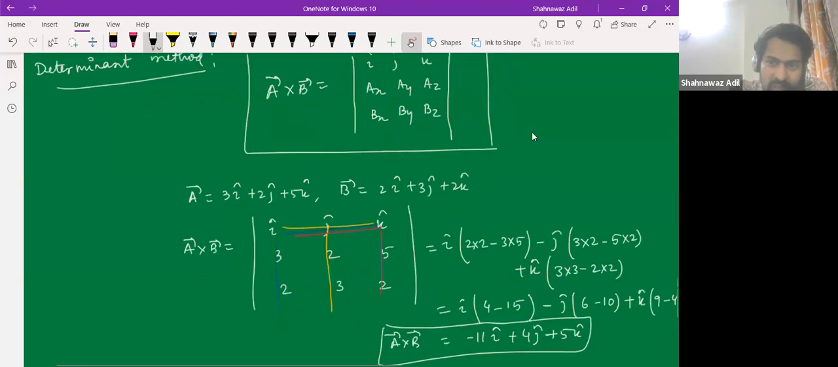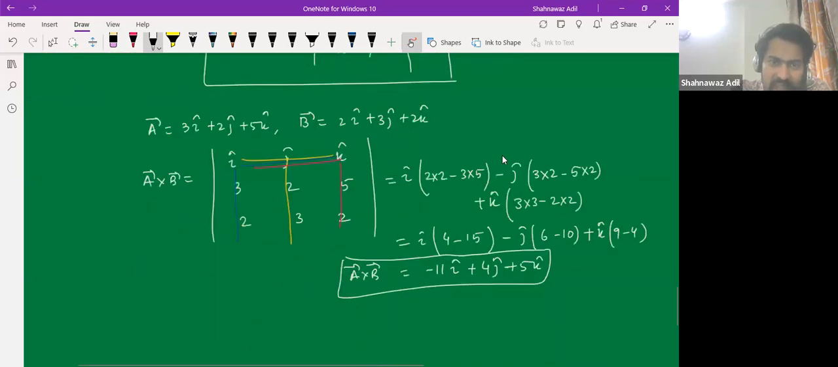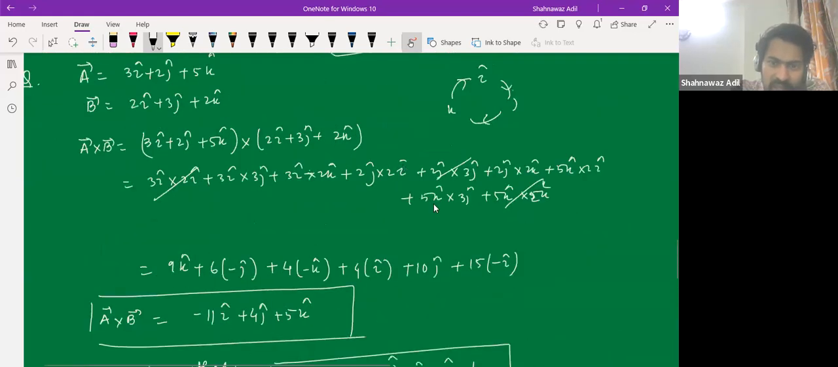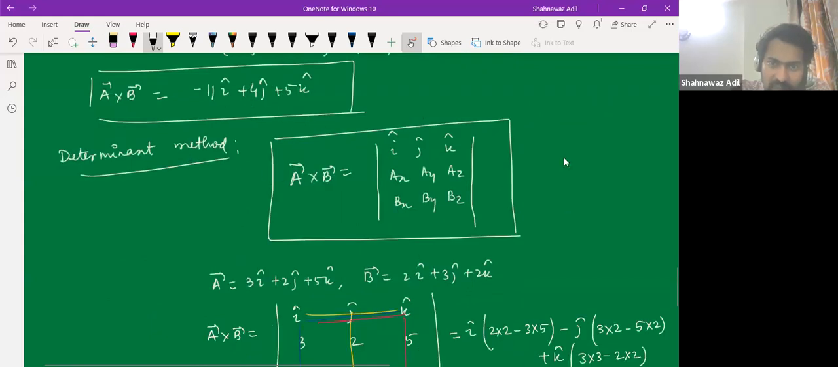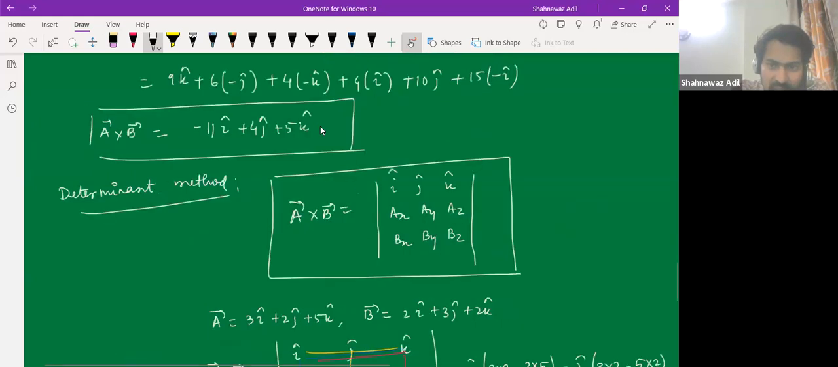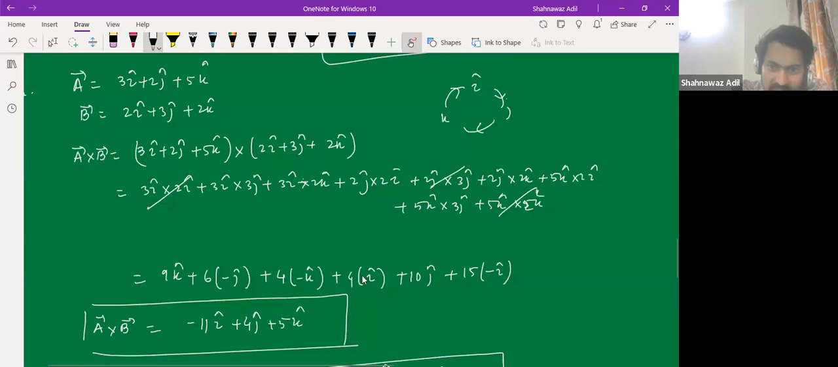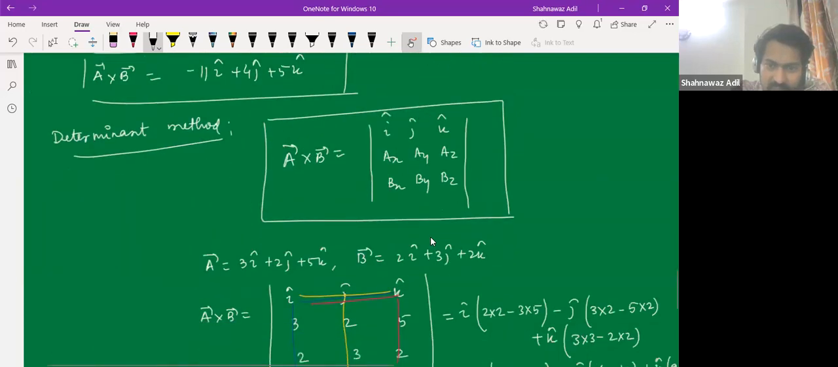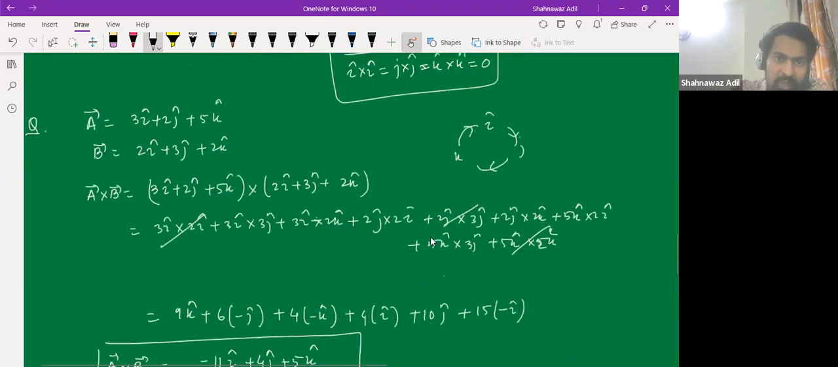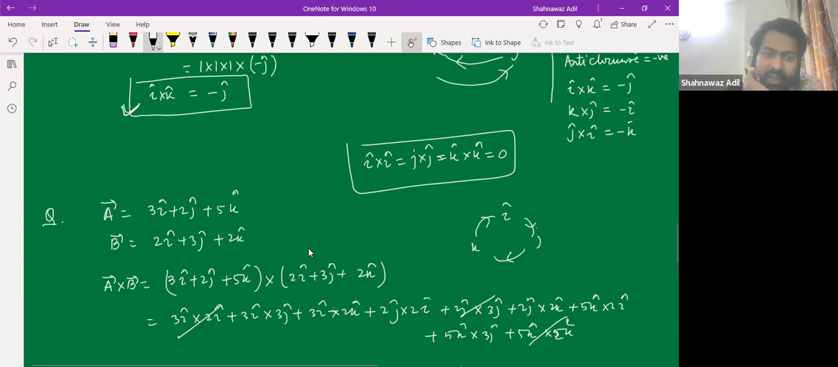So both these two methods we can use. We'll get the same result from both, but this one, the determinant method, is very easy to use. Whenever we are given these and we want to calculate the cross product, we use the determinant. We can also use the other method, but it will take some time and calculation. This one is easy. Did you understand both of these parts? Yes, sir.